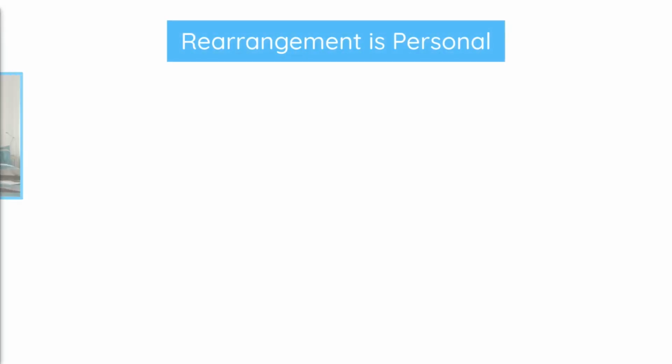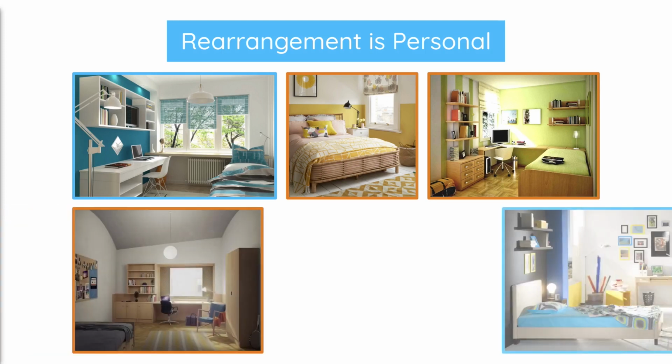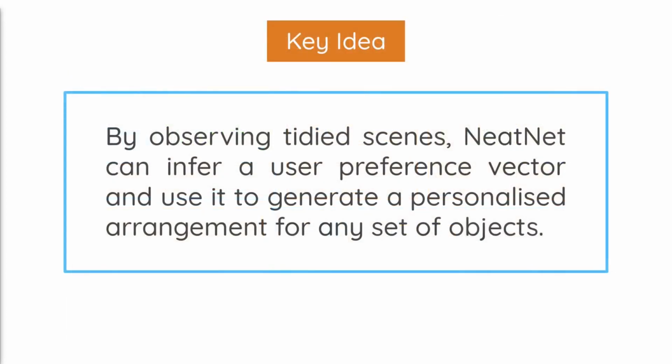But how does the robot know what that goal state should be? Even though most people have a similar set of objects in their rooms, everyone arranges them in their own personal way. Here's the key idea of the paper. By observing tidied scenes, our NeatNet model can infer a user preference vector and use it to generate a personalized arrangement for any set of objects.